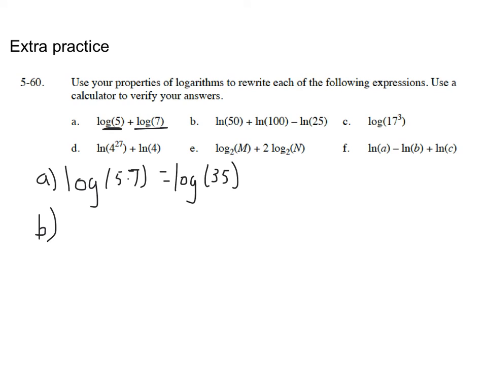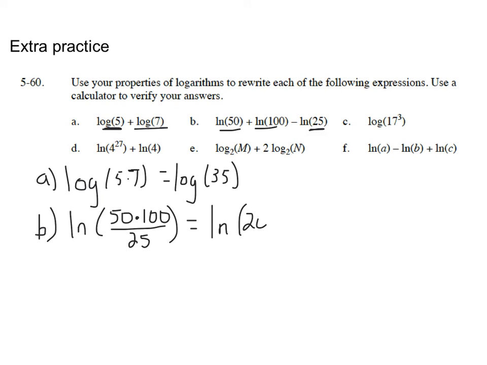B, adding, so that's the ln of 50 times 100, but then I got this minus 25 divided by 25, which comes out to be the ln of 200.